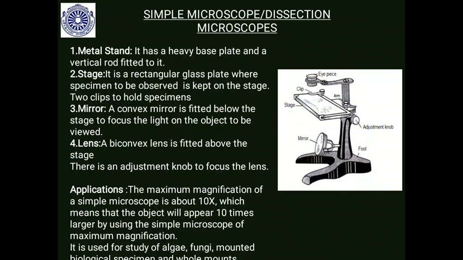This microscope has a metallic stand that supports all these parts. Then there is a stage where you keep the slide. Then there is a mirror to focus the light on the object. When you place the object here, you can focus light. Then there is a biconvex lens. There is also an adjustment knob. What are the applications of this microscope? The maximum magnification of this simple microscope is about 10x, which means that the object will appear 10 times larger when using this simple microscope.